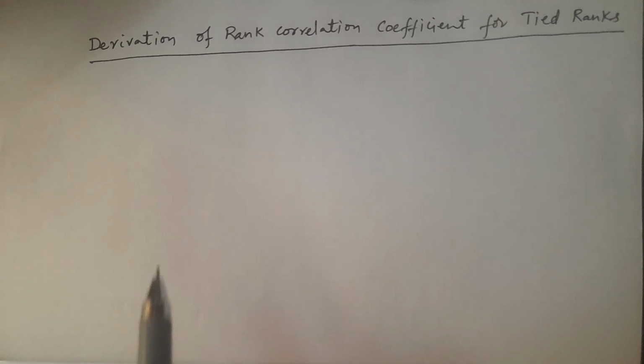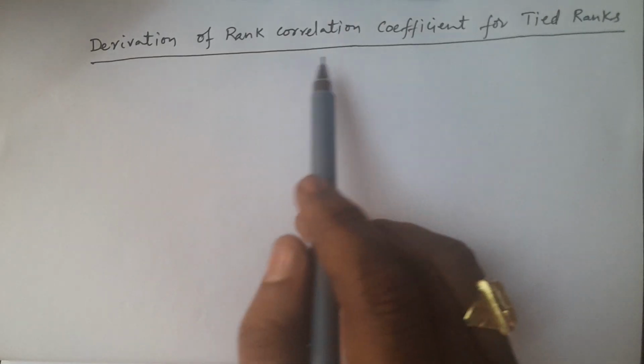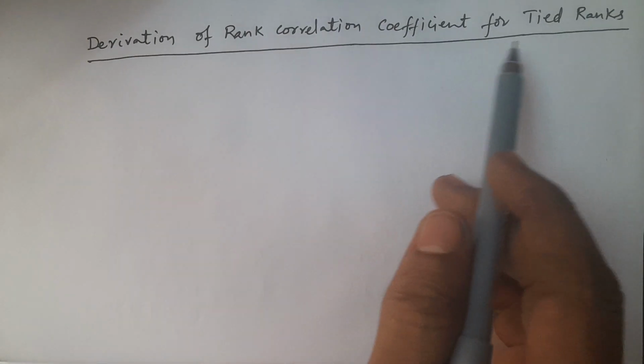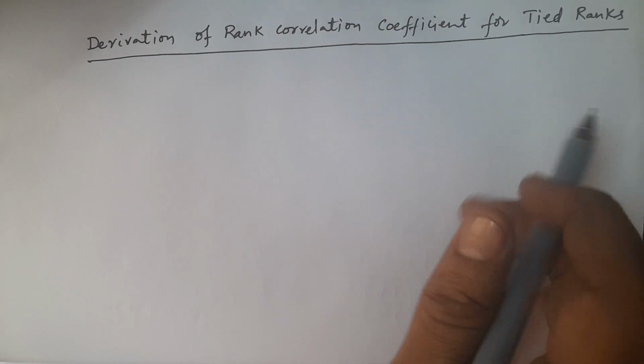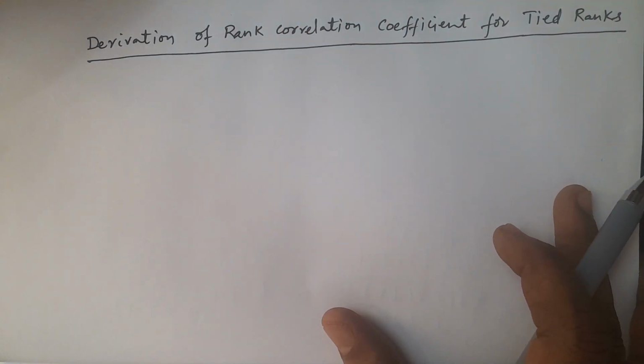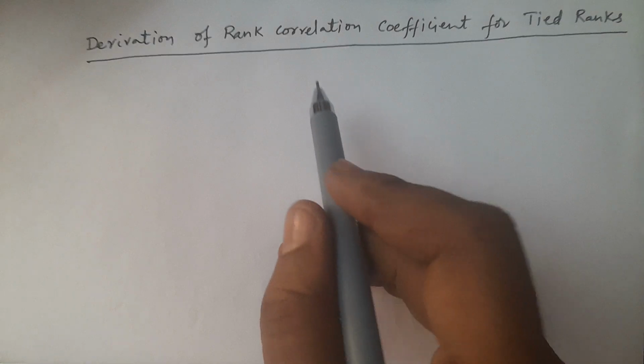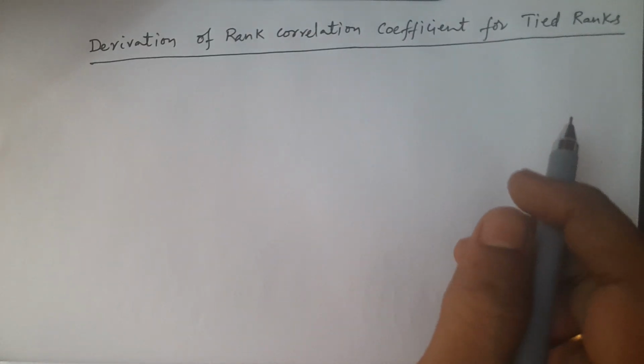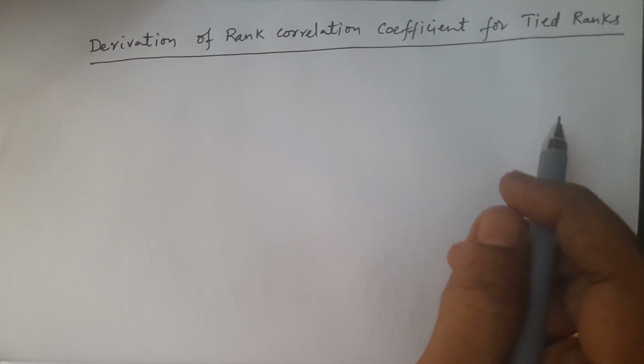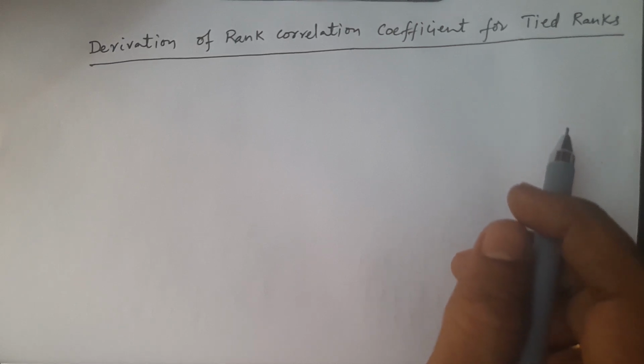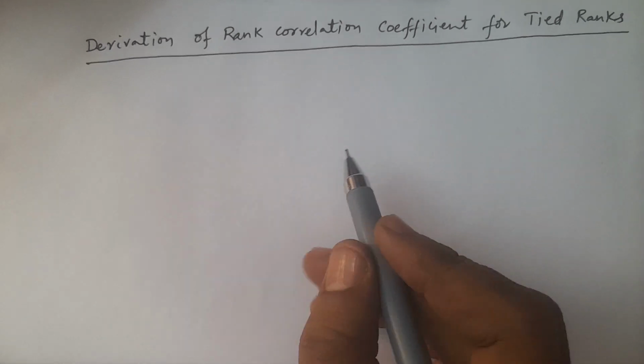In this class, I explain derivation of rank correlation coefficient for tied ranks. Already I have discussed derivation of Spearman's rank correlation coefficient for untied ranks, that is normal as usual, without ties. If you have ties, then how to calculate rank correlation coefficient formula? What is the derivation part?